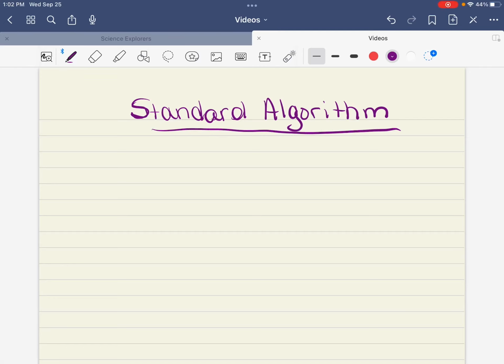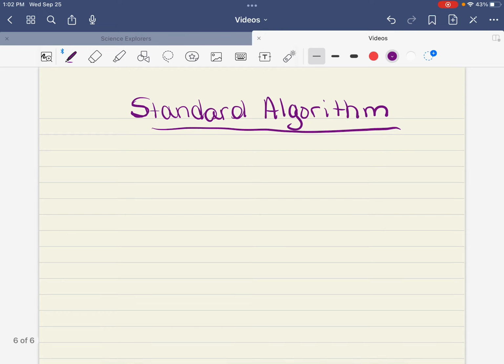The goal is to get really, really good at the standard algorithm. So we're going to review, starting off with multiplying one digit by one digit, and then we're going to multiply by two digits in this video, all using the standard algorithm. So let's start off very small, with something like 35 times 3.